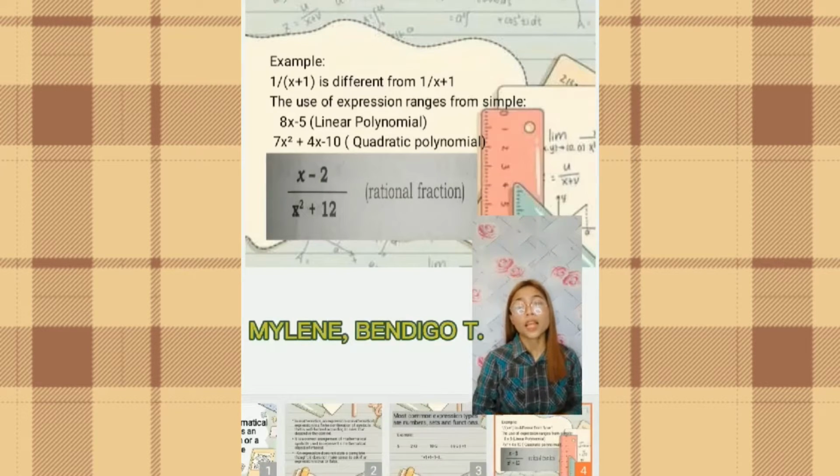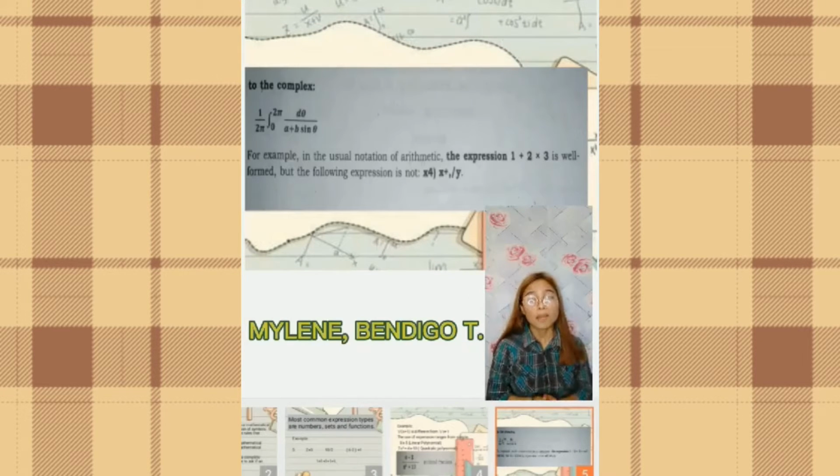Let's say, for example, the use of expression ranges from the simple 8x minus 5, a linear polynomial; 7x squared plus 4x minus 10, a quadratic polynomial; and x minus 2 over x squared plus 12, a rational fraction; to the complex, 1 over 2 pi of the integral from 0 to 2 pi of d theta over a plus b times sine theta.